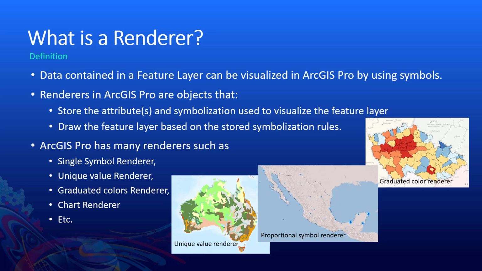Data contained in a feature layer can be visualized in ArcGIS Pro using symbols. Renderers are objects in Pro that store the attributes and the symbolization used to visualize the feature layer. Renderers use the stored symbolization to draw the feature layer on a map. ArcGIS Pro has many renderers: single symbol renderer, unique value renderer, chart renderer, to just name a few. I've also included some screenshots of renderers on this slide over here.